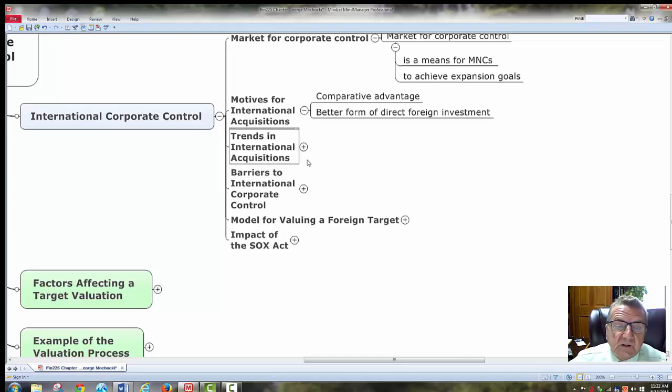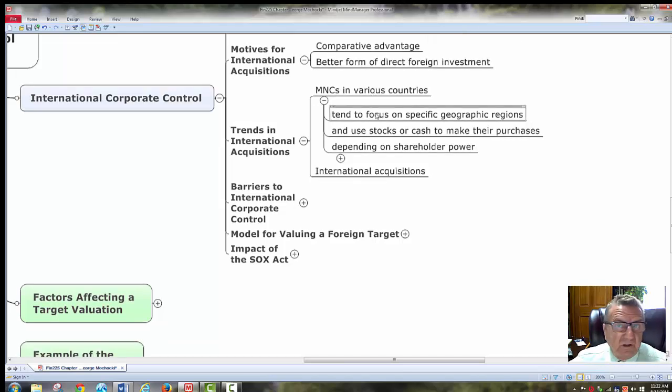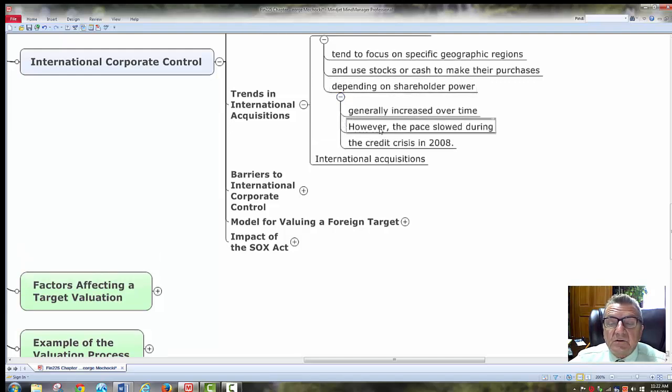Okay, trends in international acquisitions. MMCs are in various countries. Remember, they're looking where it makes sense for their market or their product, either to minimize their exporting and to maximize their importing potential. Tend to focus on specific geographic regions and use stocks or cash to make their purchases, depending on shareholders' power. Generally increase over time, however, the plays showed during the credit crisis.